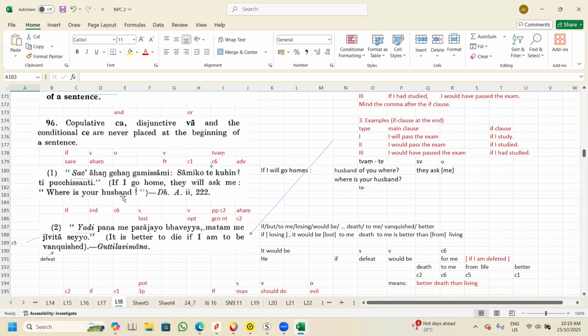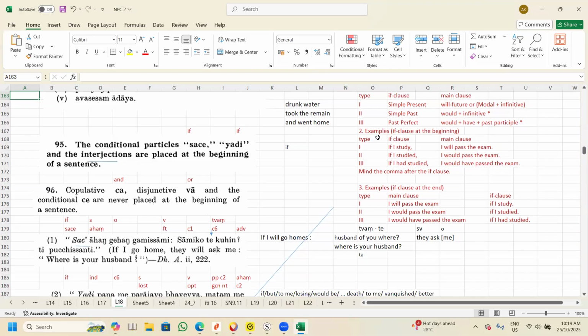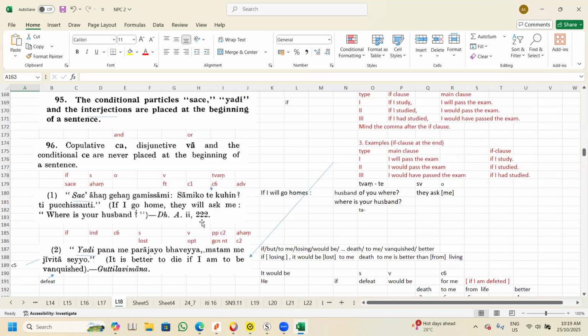Let me see here. Sache ahang. Let me see. This is an if. The if, then followed by the subject. This is the object. If I will go home. This is exactly like this structure. This part is the if, then followed by this. You see, so this is the first part. That means if I go home, then you see the next part. Can you see the next part?